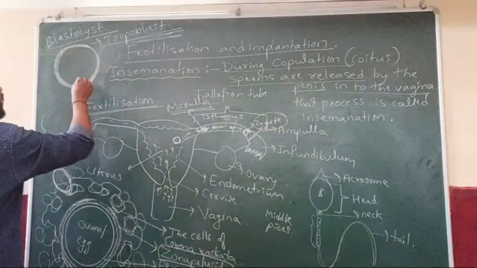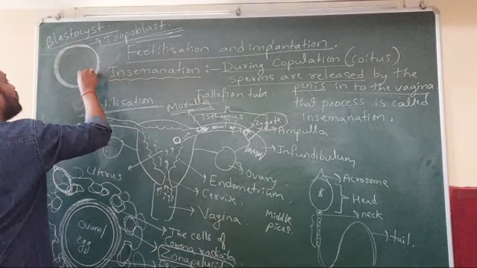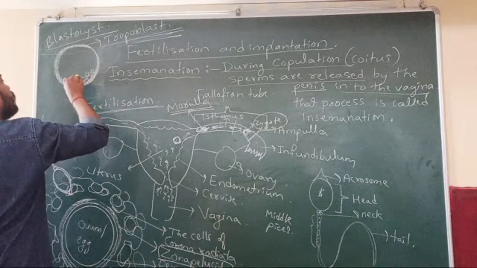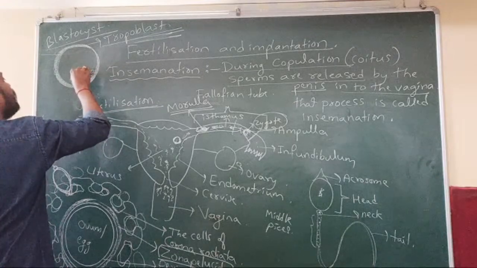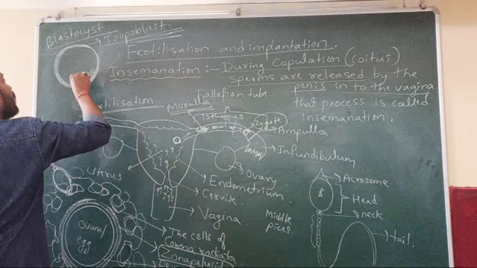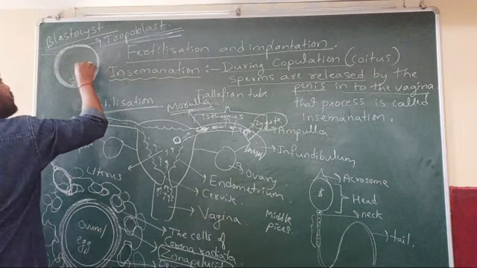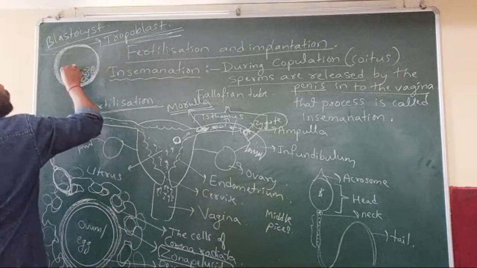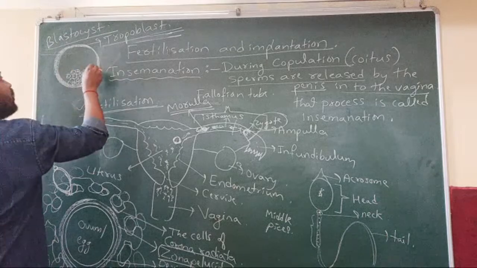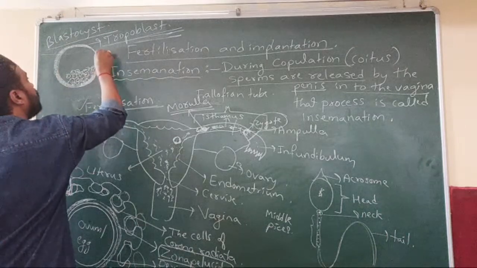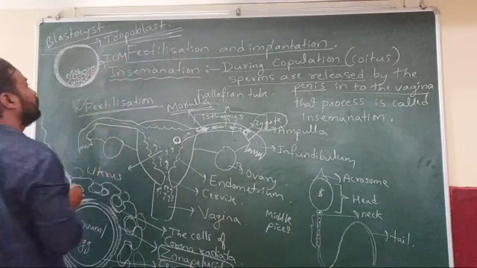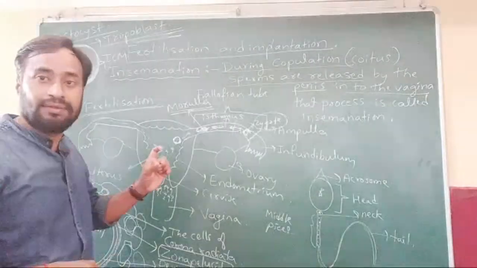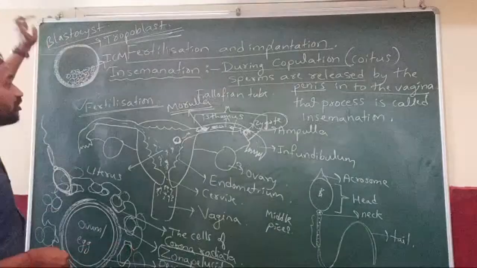And inside there is a group of certain cells called inner cell mass, ICM, which are attached to one side of the trophoblast. This condition is called blastocyst.